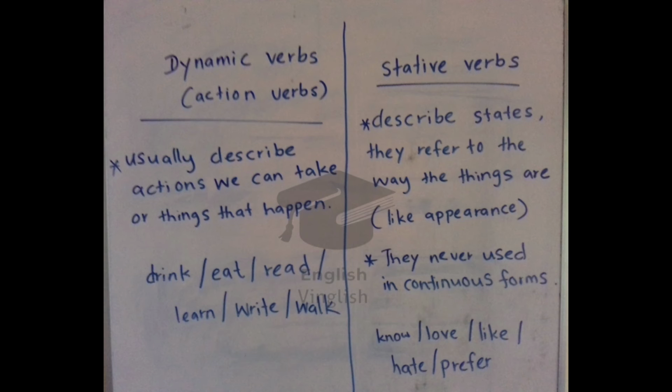So the other two types, dynamic verbs and stative verbs. Dynamic verbs in the sense of action verbs. Dynamic verbs are called action verbs. So these action verbs usually describe actions we can take or things that happen.